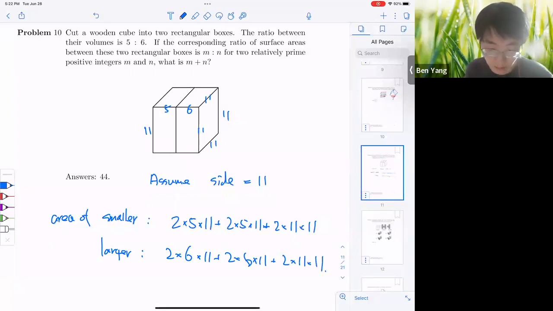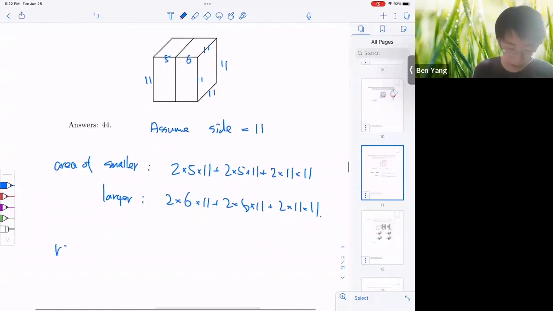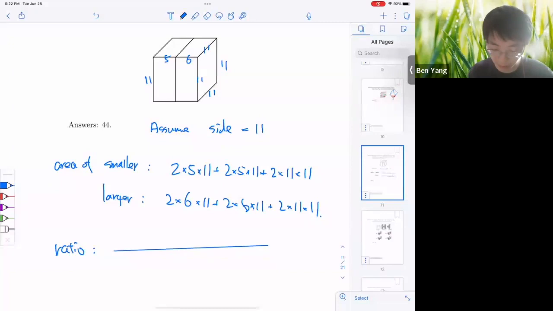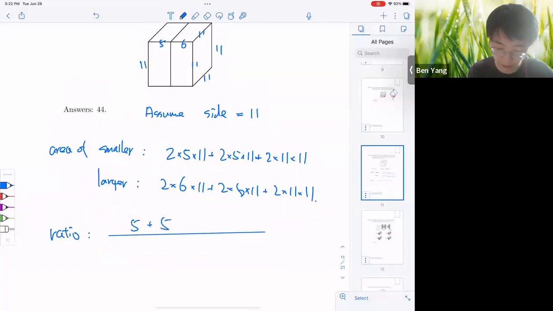Okay, then we want to find the ratio. So I guess we can cancel out the 2 and also a 11. Then we have 5 plus 5 plus 11 on top. We have 6 plus 6 plus 11 on the bottom. So that's 21 over 23.